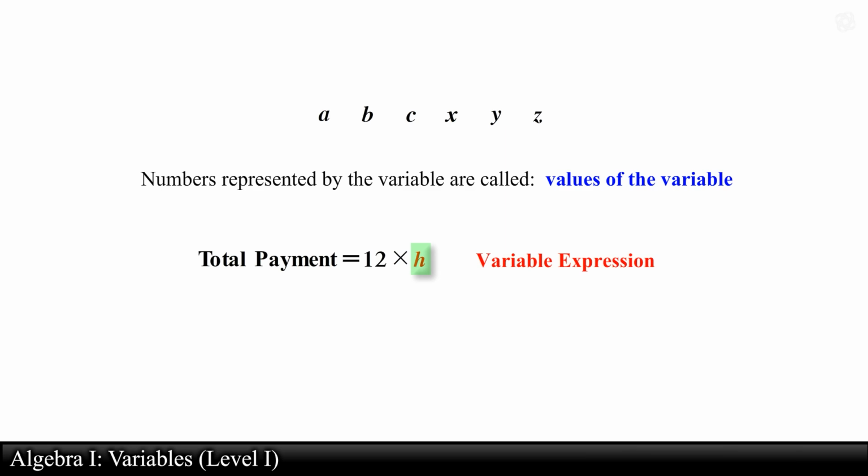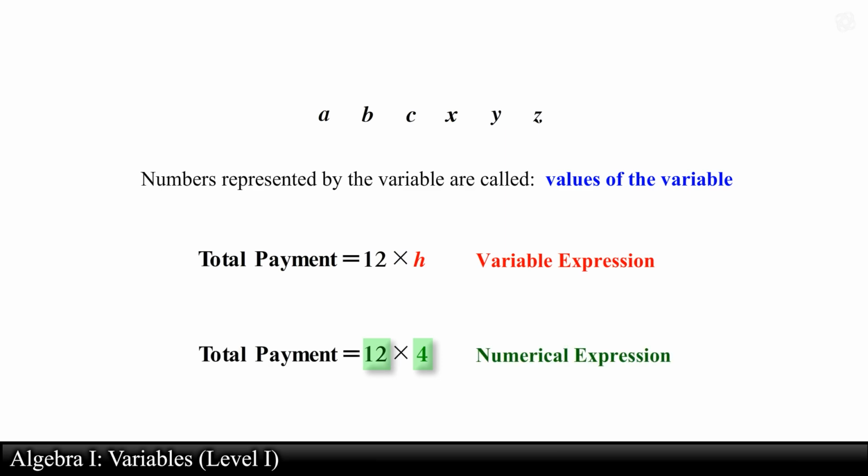If we decide to let h represent a number, let's say that we decide to let it equal 4. Our variable expression now becomes a numerical expression. Notice that we have nothing but numbers in our expression. That is to say, the expression does not have any variables. It only contains numbers, hence it is a numerical expression.